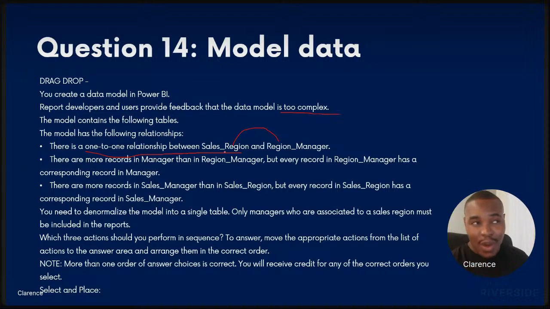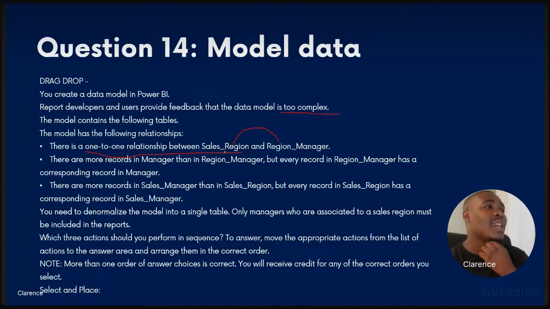If there's a one-to-one, it means one sales region has one region manager, and one region manager belongs to one sales region. So as a region manager, if you are allocated, let's say, to Gauteng, you have to be in Gauteng. You can't be in some other province. That's basically what this is saying. Very key. So we know there's a one-to-one relationship between these two tables.